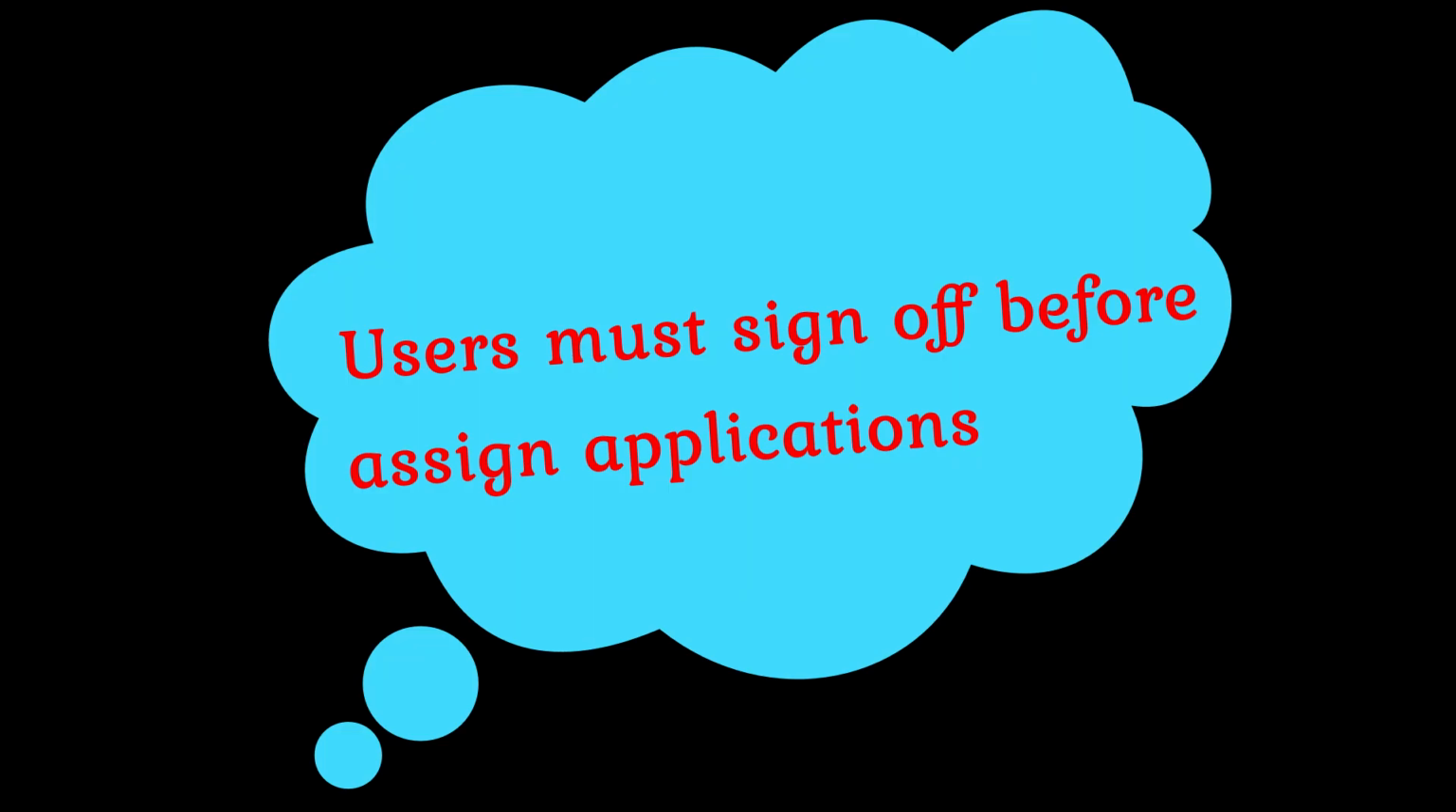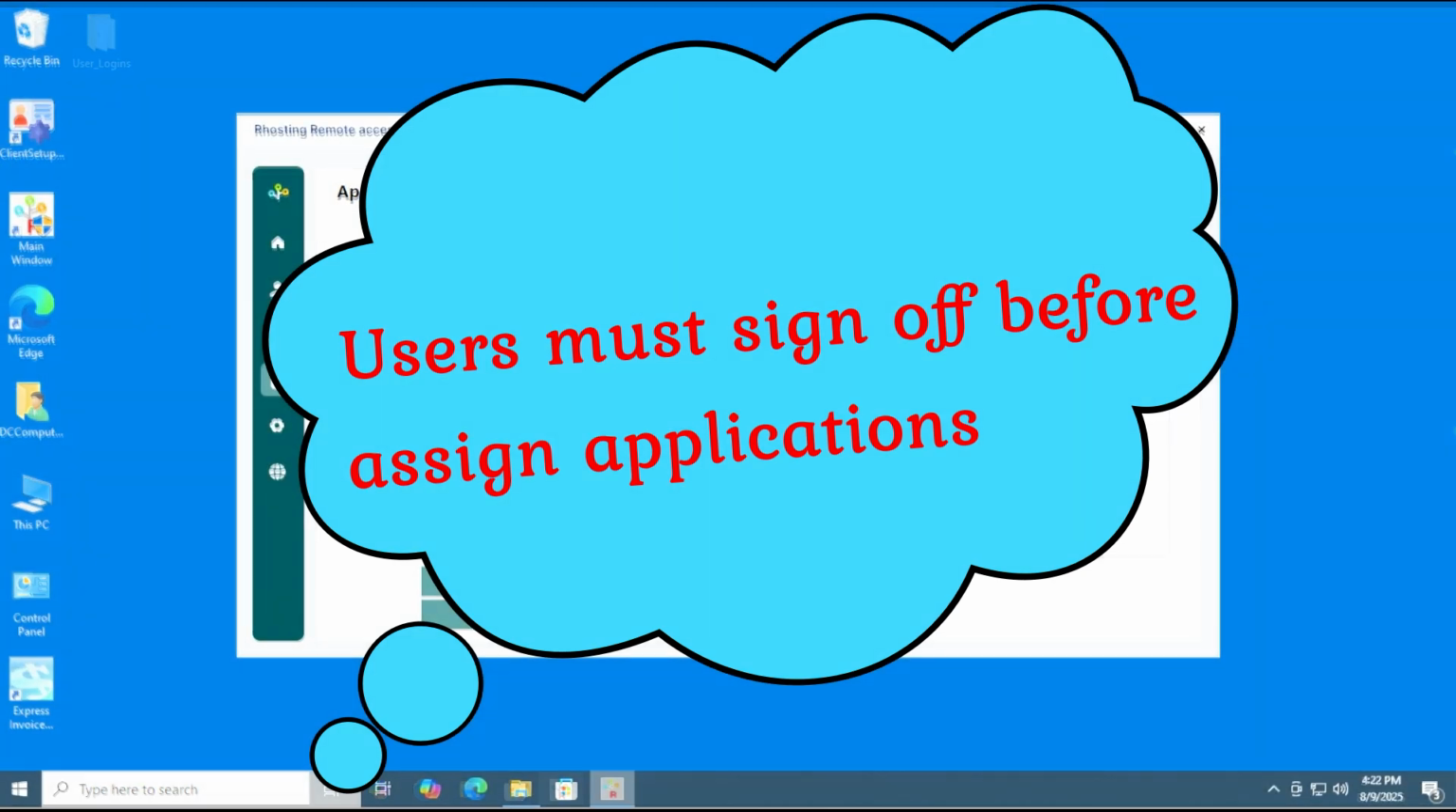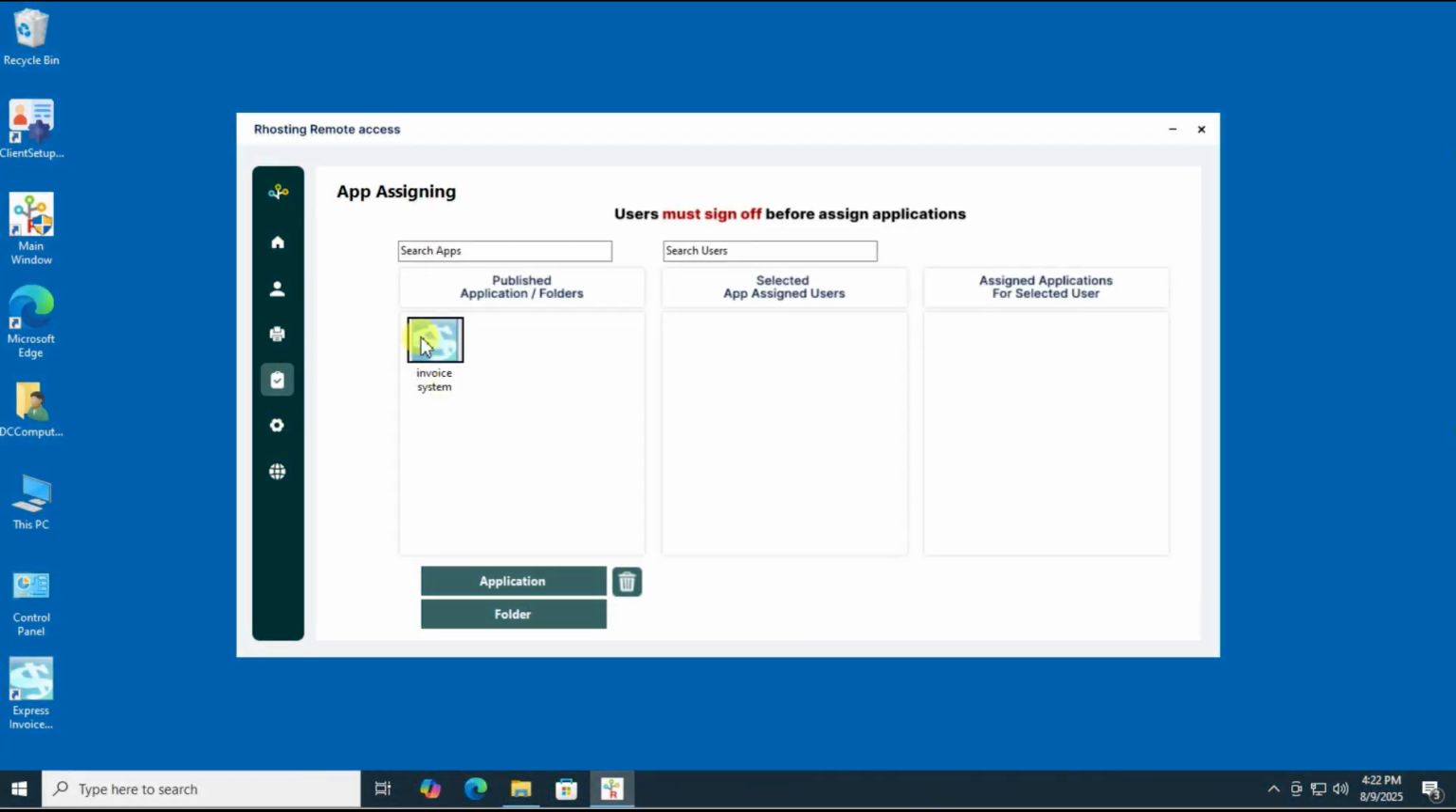Important. Users must sign off before assigning applications. This indicates that any users currently logged into Rhosting must sign out. Click the application you just published to select it. Click the Add User button.